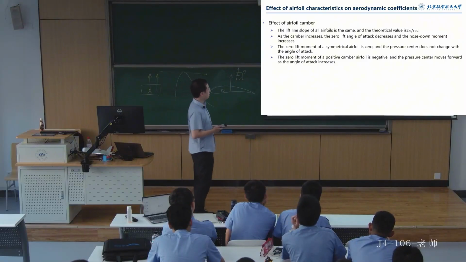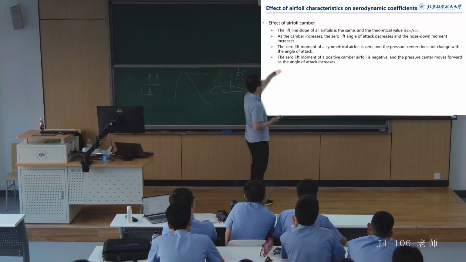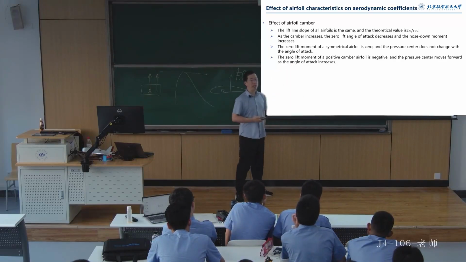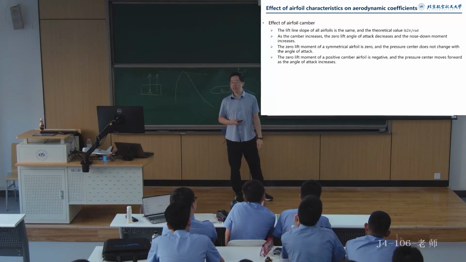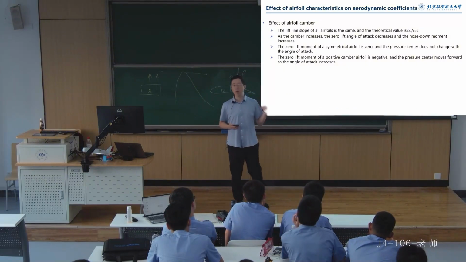Then, for a symmetric airfoil, which is a special case of zero camber, the zero-lift angle should always be zero, right? Because we say that the zero lift line does not change with the angle of attack. So for a symmetric airfoil, it is the same on both sides.